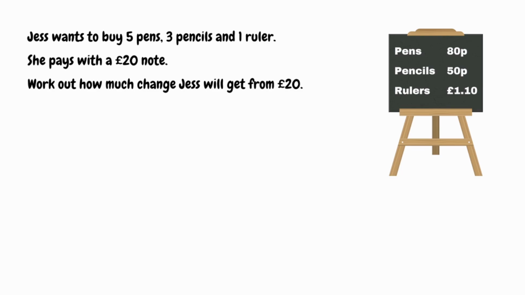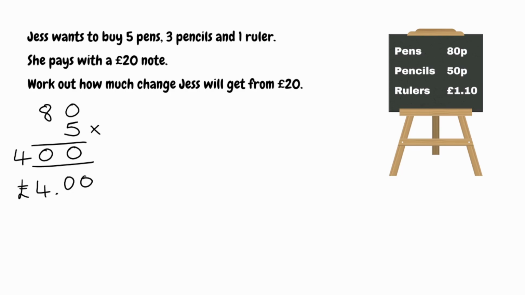She's going to buy 5 pens, and we can see on the board that pens cost 80 pence. So for the cost of all the pens, we need to do 80 multiplied by 5. So if we do 0 times 5, that's going to give us 0, and then 5 times 8 is going to give us 40. So she spent 400 pence, or £4.